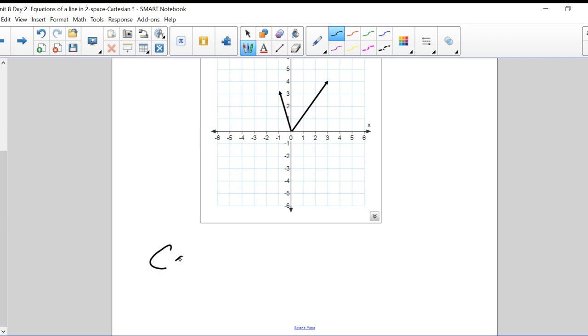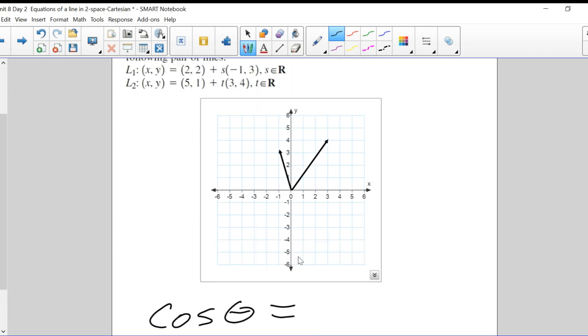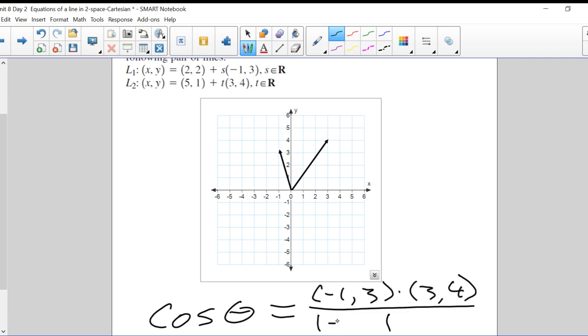So we know that the cosine of the angle between them is going to be equal to the dot product between, I won't finish it, but I'm just going to start it, between minus 1, 3 dotted with 3, 4, all over the magnitude of minus 1, 3, times, not dotted, but times, the magnitude of 3, 4. And that's it. And that's all.